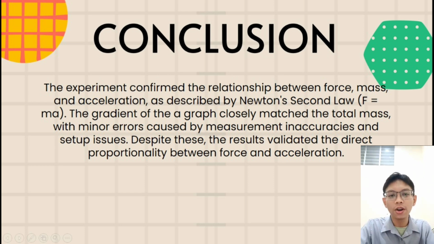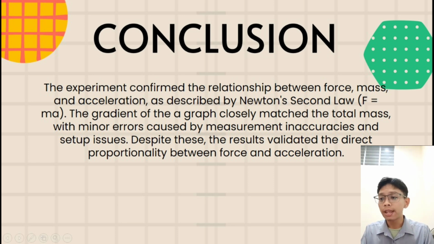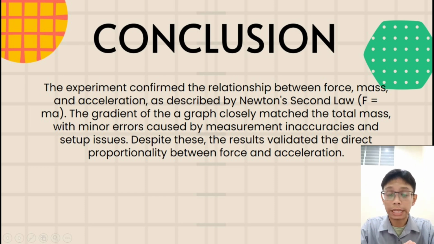So what is the conclusion of this linear motion experiment? We conclude that the experiment confirmed the relationship between force, mass and acceleration as described by Newton's second law of motion. The gradient of the graph closely matched the total mass, with minor errors caused by measurement inaccuracies and setup issues. Despite this, the result validated the direct proportionality between force and acceleration. So that is what we conclude in this experiment.